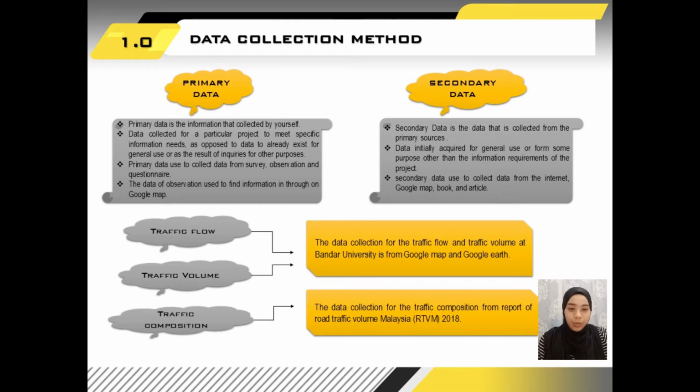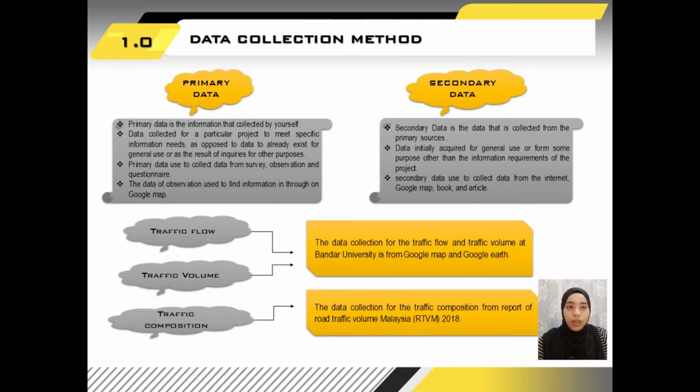Today, I am going to present traffic intersection data collection methods. Data collection is important when doing research. There are two types of data collection, which are primary data and secondary data. Primary data is the information that is collected by yourself.